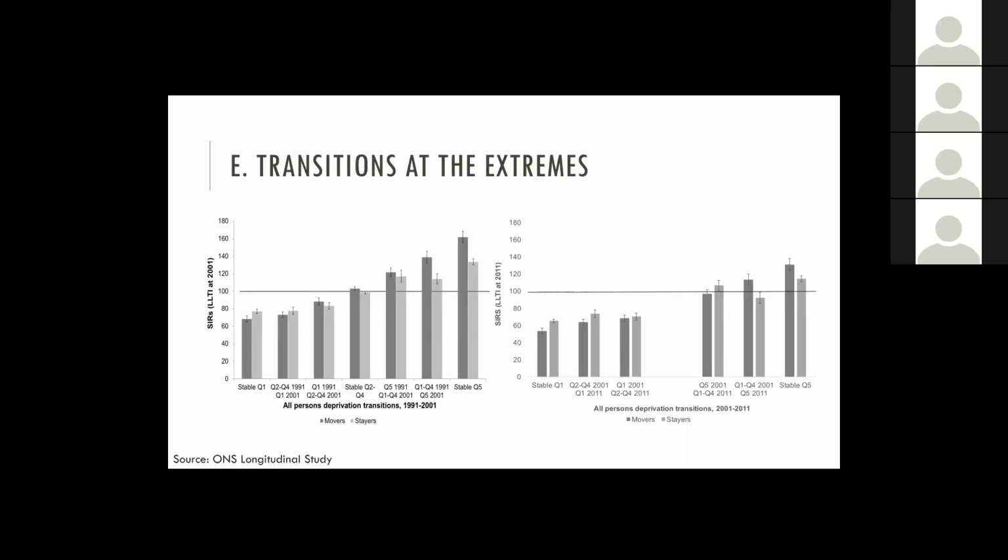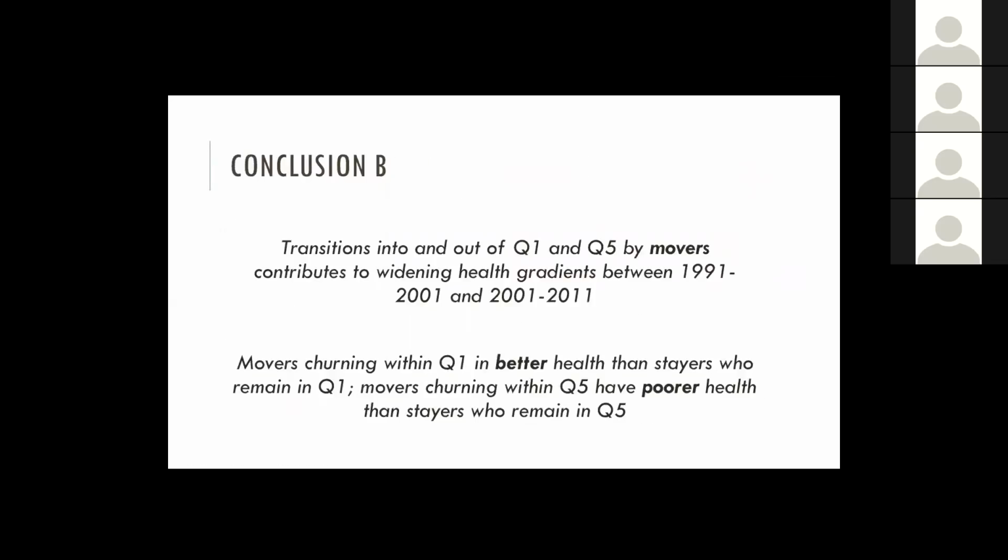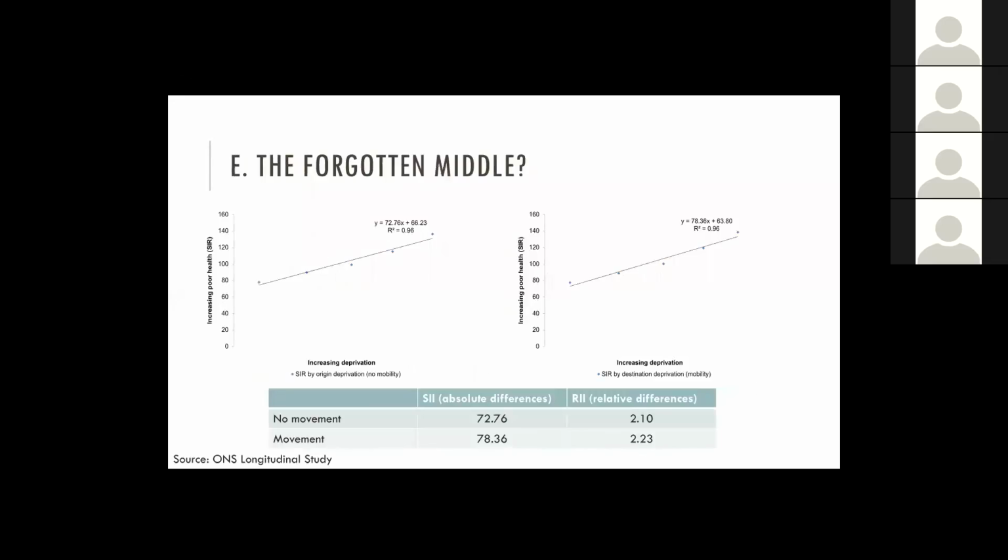Now, this patterning of health that we're seeing, which happens both in 1991 to 2001 and 2001 to 2011 for movers, suggests that this movement of the population can contribute to widening health gradients. What we're seeing is that transitions into and out of Q1 and Q5 by the movers can contribute to widening health gradients in both periods. And importantly, movers churning within quintile 1 seem to have significantly better health than stayers who remain in quintile 1. And movers churning within quintile 5 have significantly poorer health than stayers who remain in quintile 5. So there's clearly something going on in terms of the movement of the population.